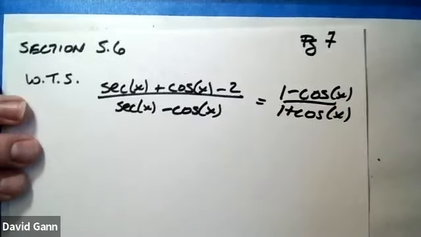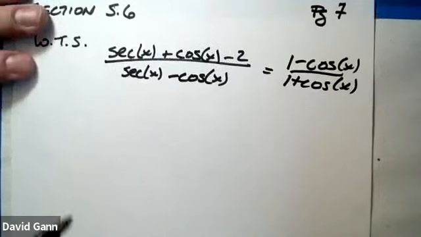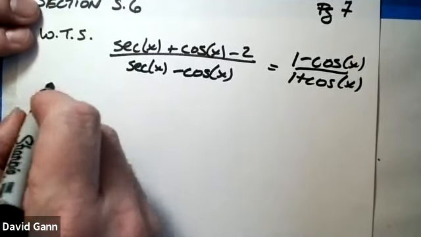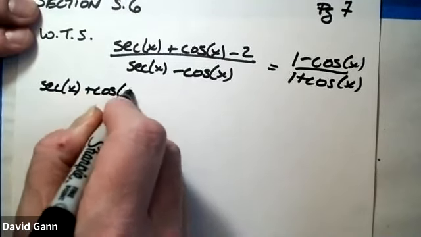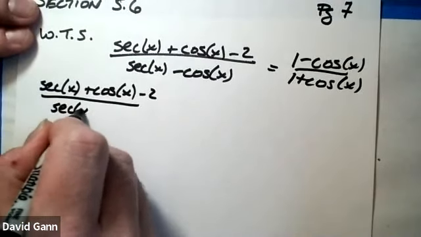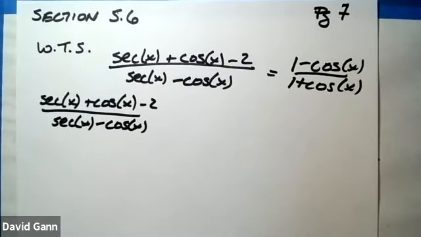This is kind of, we went from the left to the middle, and now we're going to go from the right to the middle. So starting with the right-hand side of our original identity, secant of x plus cosine of x minus 2 over secant of x minus cosine of x. Now, to be completely frank here, I don't really know how to get there, at least not easily.